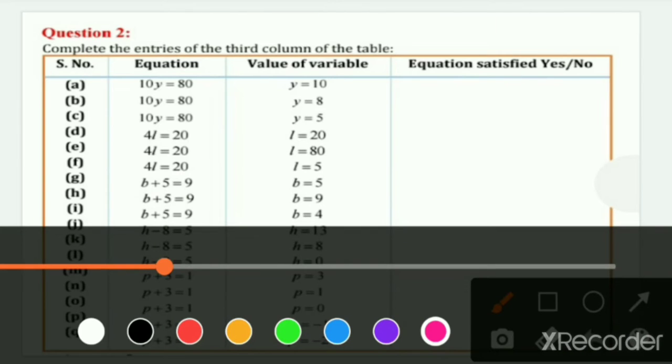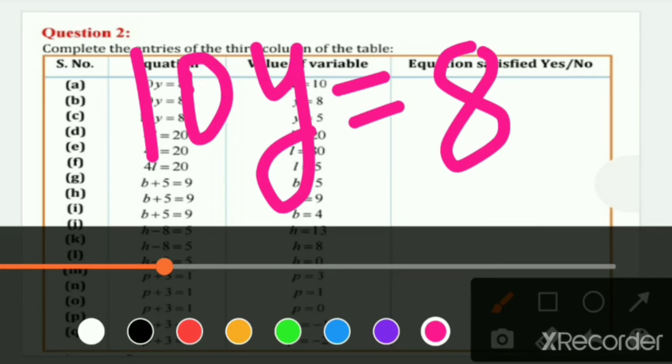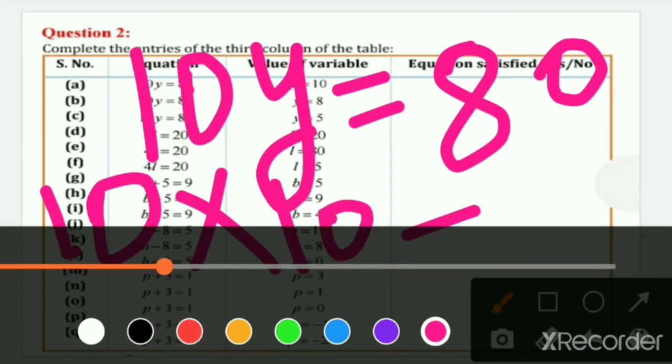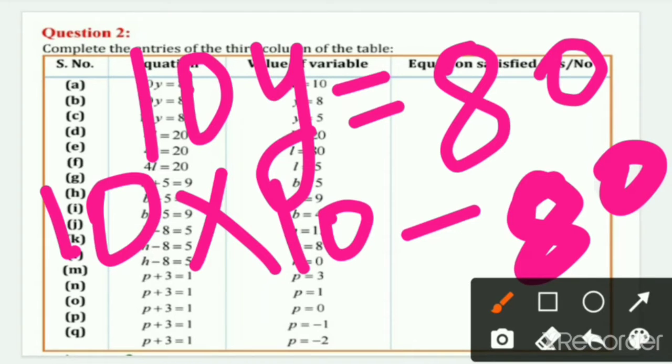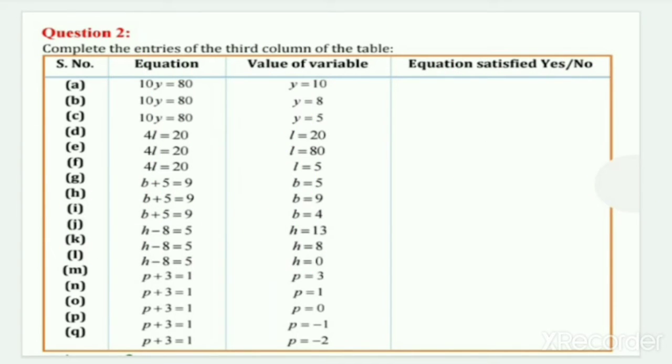Yes, you can see here y is equal to 10, so 10y is equal to 80. It is given that y is 10, so 10 multiplied by 10 should equal 80. Is it true? No, because 10 times 10 is 100, and that is not equal to 80. So the equation doesn't satisfy. You simply have to write yes or no, so we will just write no.